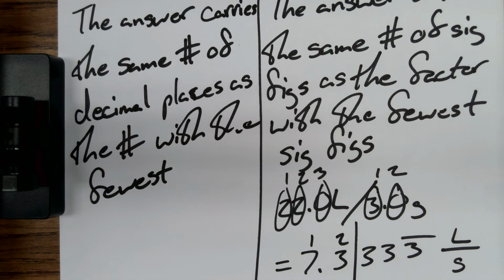Multiplication and division, I'm counting, my answer is matching the number of sig figs. When it comes to addition and subtraction, I'm matching the decimal place. So a little bit different. One I'm counting sig figs, the other one I'm looking at decimal places.